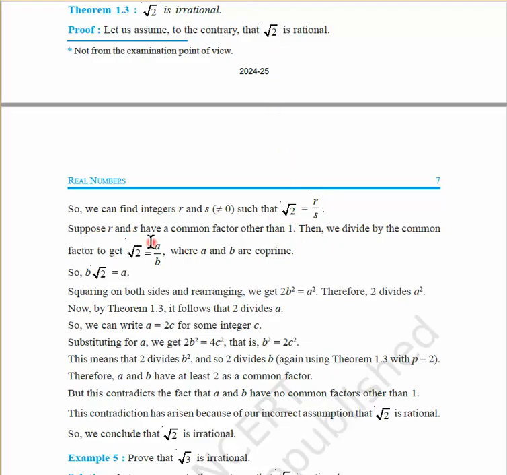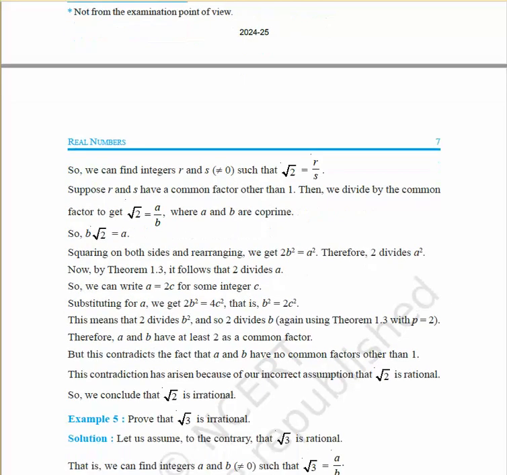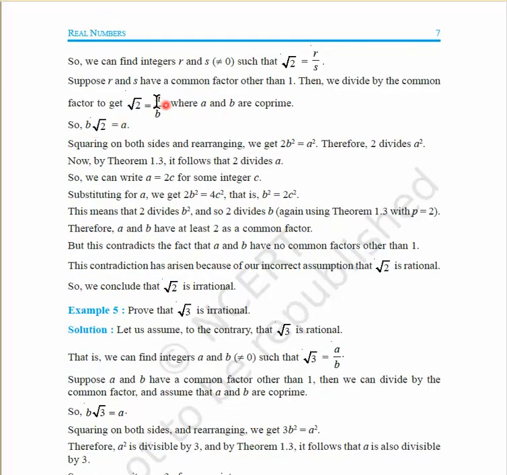Now suppose r and s have a common factor other than 1. Then we divide by the common factor to get root 2 equals a upon b, where a and b are coprime numbers. So we can write this as b root 2 is equal to a. Squaring on both sides and rearranging, we get 2b square equals a square. Therefore, 2 divides a square.